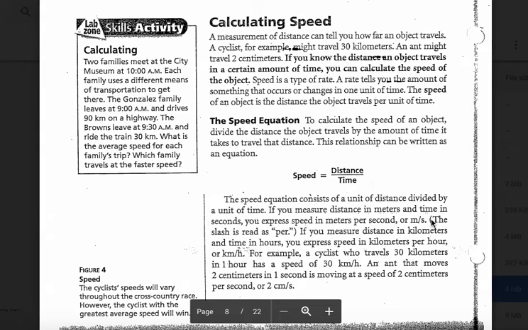A rate tells you the amount of something that occurs or changes in 1 unit of time. The speed of an object is the distance the object travels per unit of time. How far something goes in a certain amount of time. That's speed.